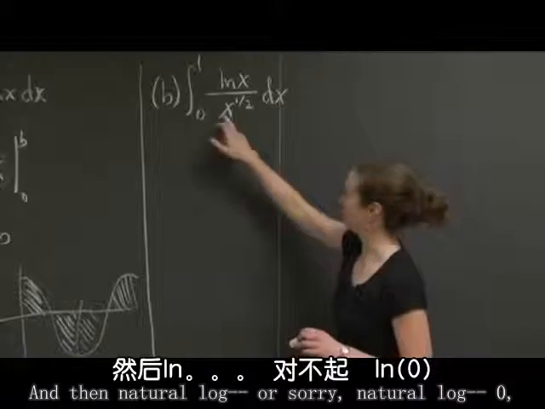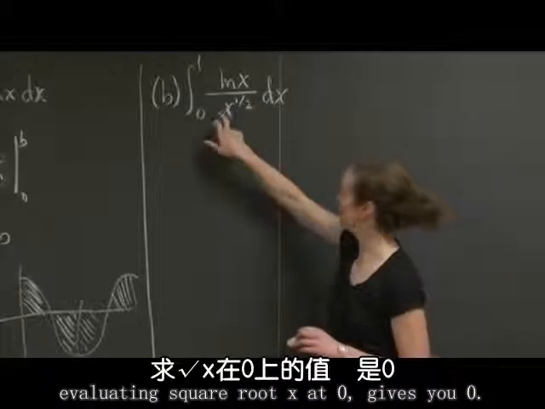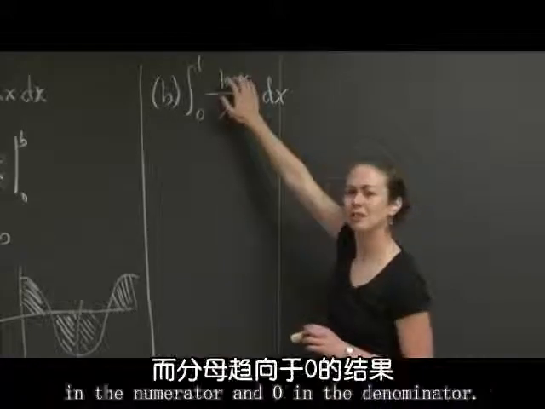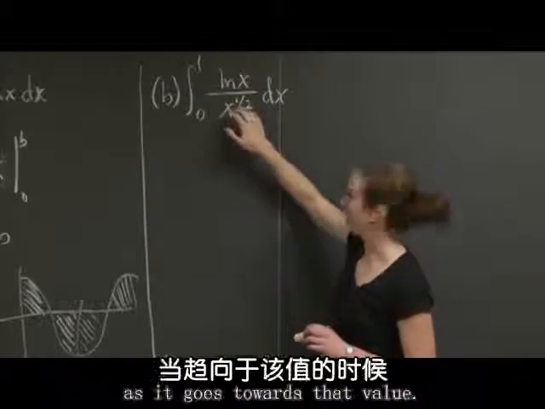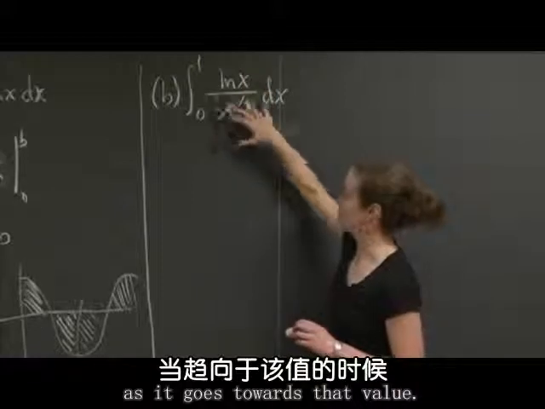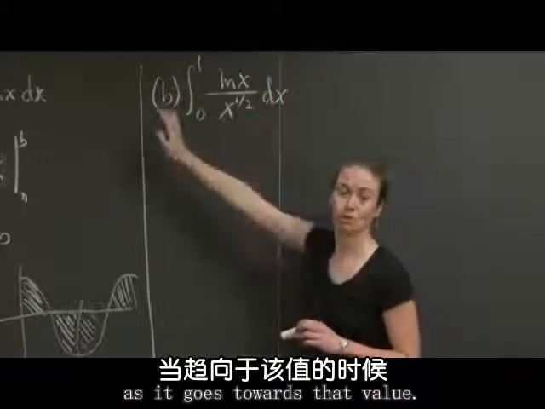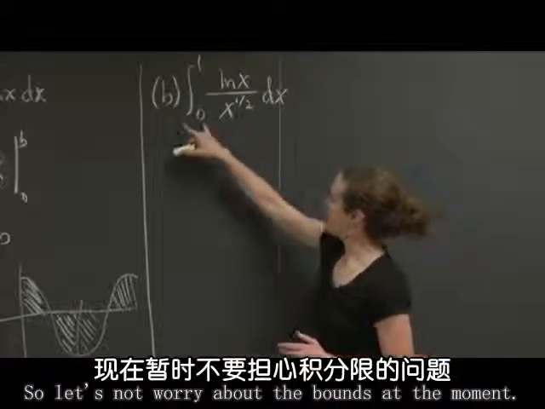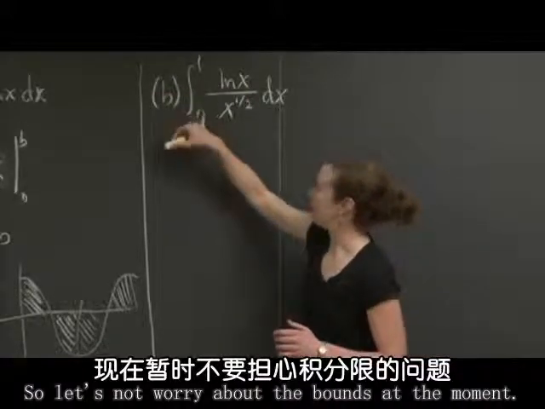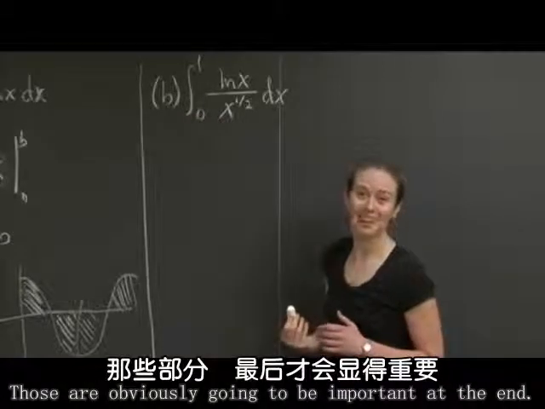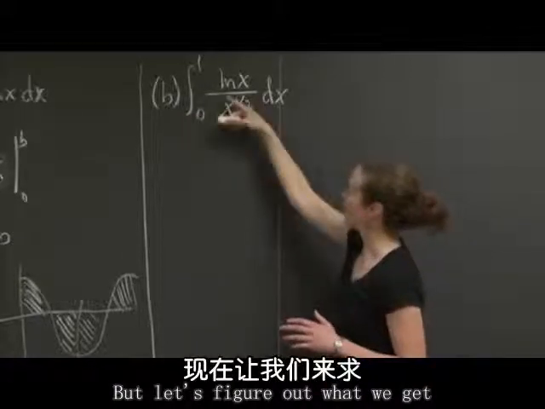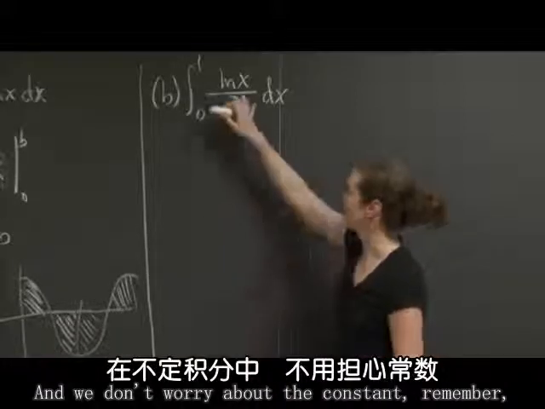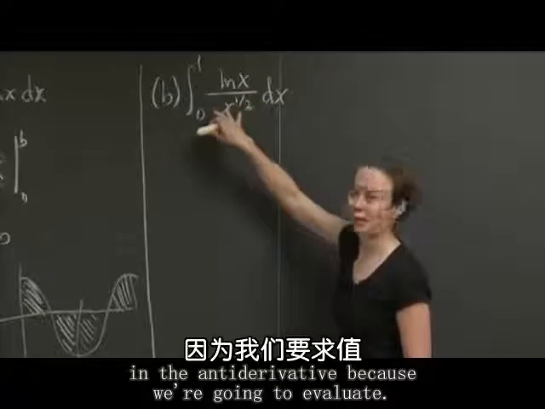And then evaluating square root x at 0 gives you 0. So we have something going to minus infinity in the numerator and 0 in the denominator, and we're trying to integrate that function as it goes towards that value. So we have to figure out what's going on here. So let's not worry about the bounds at the moment. Those are obviously going to be important at the end. But let's figure out what we get as an antiderivative for this. Okay, and we don't have to worry about the constant in the antiderivative, because we're going to evaluate.